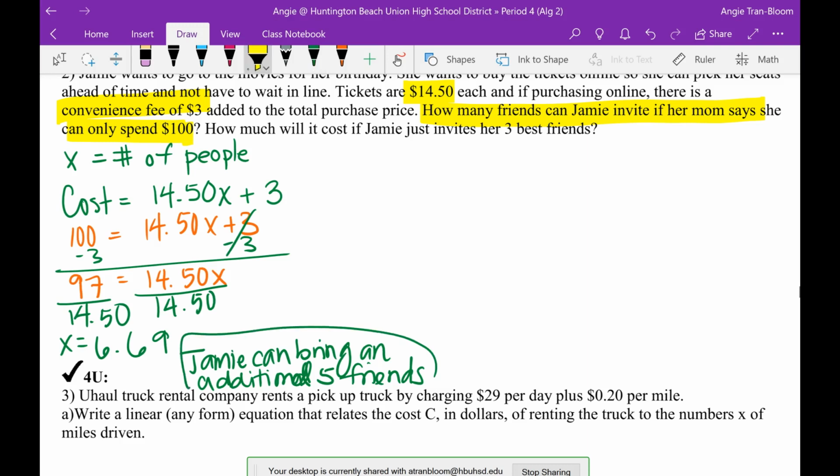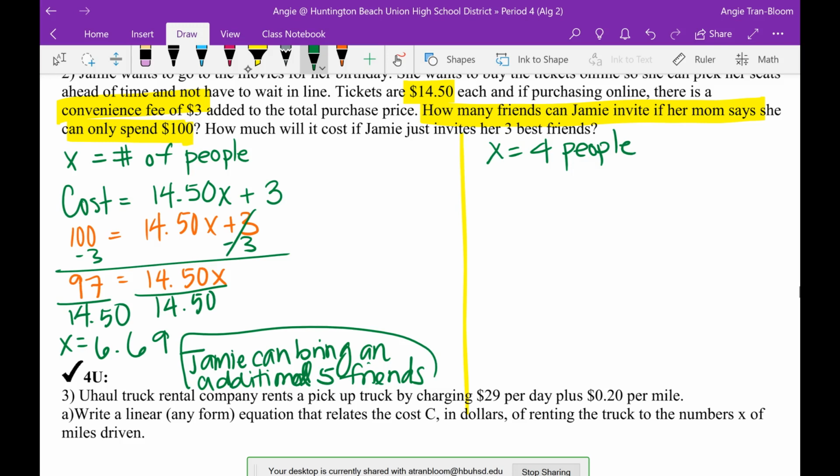Is there another part to this question? Yes. What's the second part say? How much will Jamie just invite 3 though? Oh, how much is it going to cost to invite 3 best friends? How many people total? 4. 4 people total.